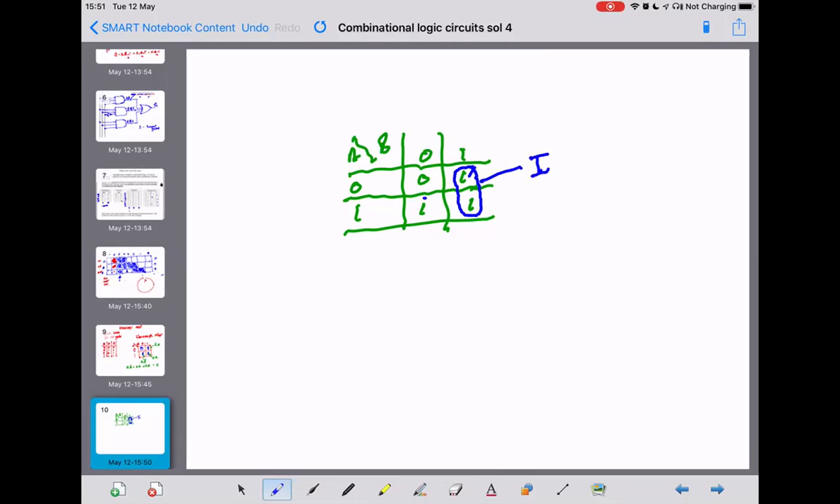And we can group these 2 together. So we can use the same 1 twice. We can group that together and call that group 2. Okay? All follow that so far?